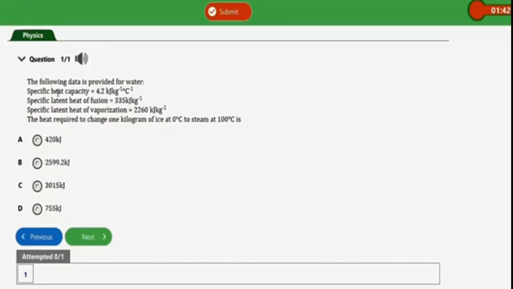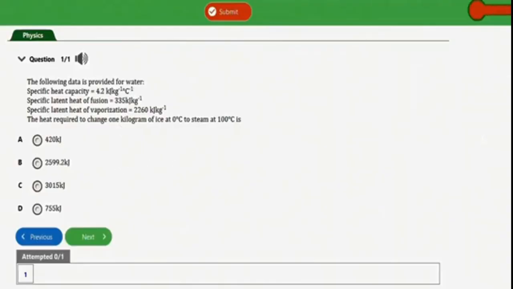So let's get started. The question says the following data is provided for water. We have specific heat capacity to be 4.2 kilojoule per kilogram per Celsius. We have specific latent heat of fusion to be 335 kilojoule per kilogram, and we have specific latent heat of vaporization to be 2260 kilojoule per kilogram. We are asked the heat required to change 1 kilogram of ice at 0 degrees Celsius to steam at 100 degrees Celsius is what?